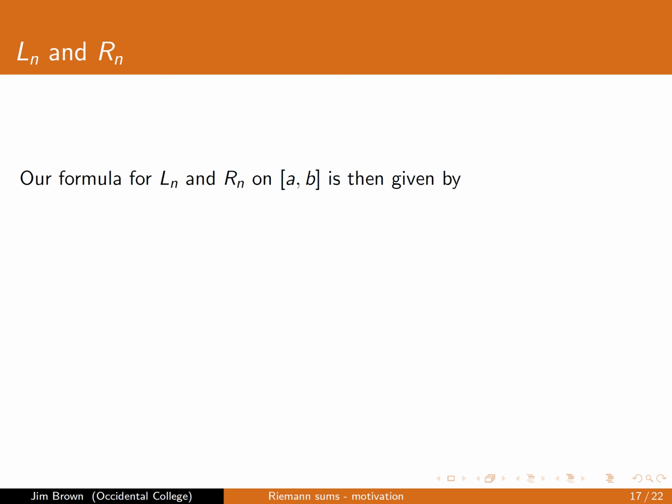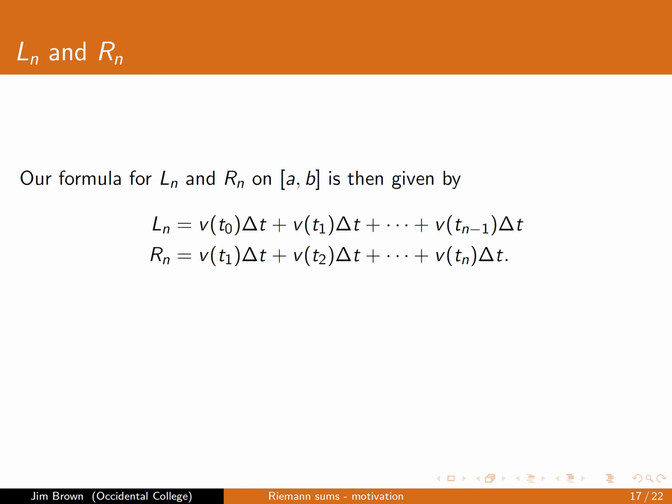So then our formula for L sub n and R sub n on this general interval a, b is given as follows. For L sub n, we start our first rectangle at the left edge point of the first subinterval and go until we get to the left edge point of the last subinterval. So that starts at t0 and goes until t n minus 1. And for the right Riemann sum, we want the height of our first rectangle to be the value of the function at the right edge of the first interval, and we go until we get to the right edge of the last interval. So we start at t1 and we end at t n for the right sum.